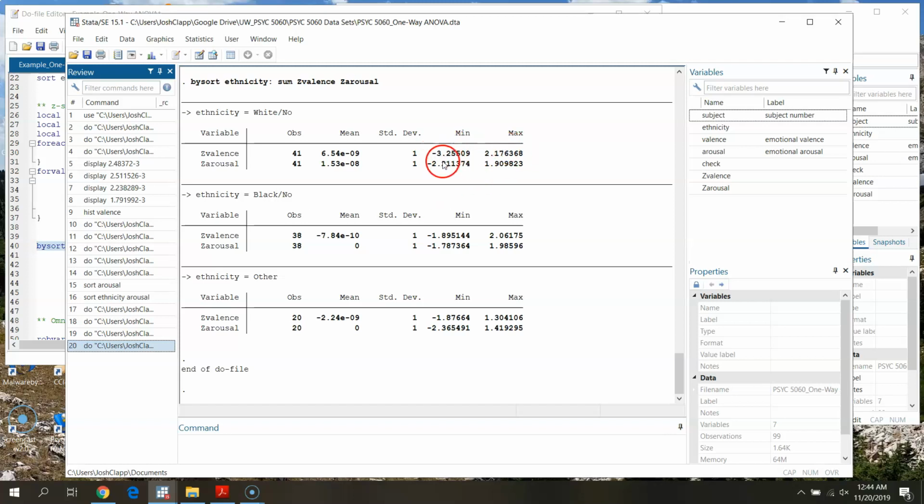Again, we're looking for large absolute z-scores, so z-scores that are very, very big on the max or very, very small on the min. For valence, it looks like within our white non-Hispanic group, we've got at least one individual with a minimum z-score just above 3 1/4 standard deviations below the mean. That's technically something we'd probably want to take note of. But the max value is a little over 2 standard deviations for arousal for our white non-Hispanic group, about 2 standard deviations above.